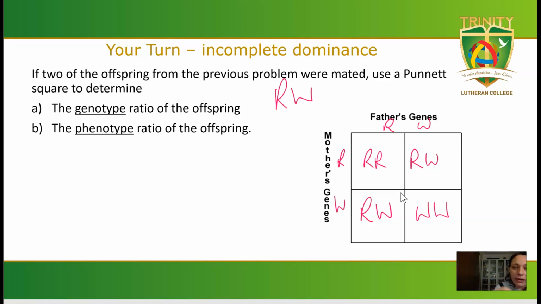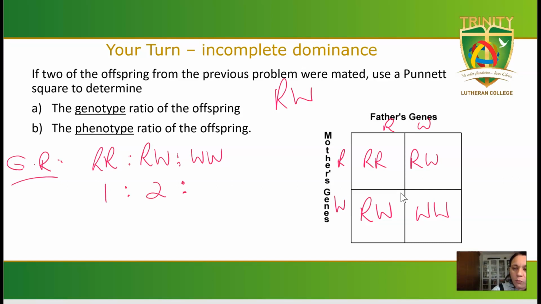So I want the genotype ratio. GR stands for genotype ratio. I've got 3 different genotypes here. I have big R, big R, big R, big W, and big W, big W. So my ratio is I've only got 1 big R, I've got 2 of the heterozygous big R, big W, and I only have 1 homozygous white. So my ratio is 1:2:1.